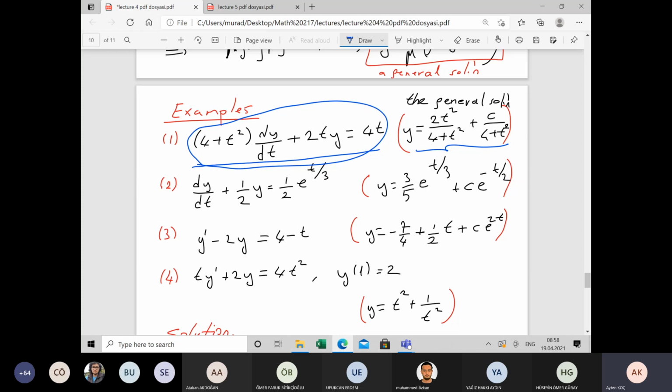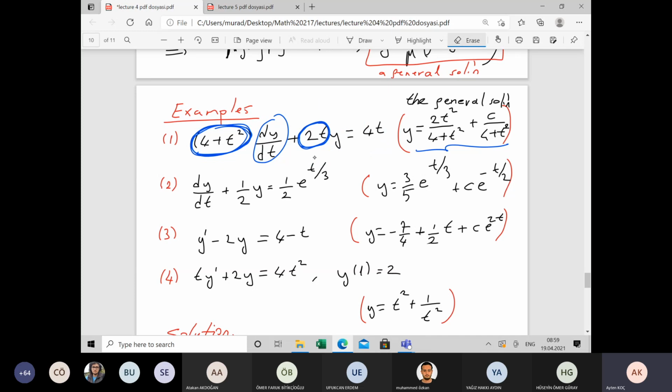So first of all, identify this differential equation. What can we say about it? Look at the highest derivative, and it contains y and y prime. So it is a first order differential equation, and linear. Yes, linear, because the coefficient of y prime is a function of t, the coefficient of y is a function of t, and the right hand side is a function of t. So this is a first order linear differential equation.